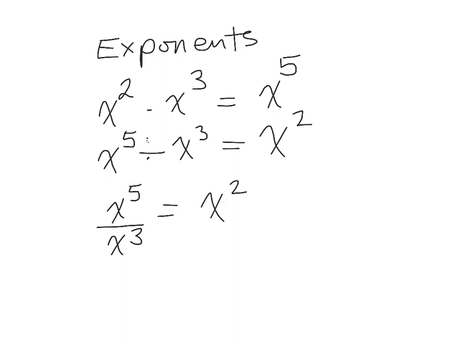Another way that exponents can interact with each other is, of course, having an exponent raised again to another power. And so here we have x squared raised to the power of 3. And in this case, we multiply those exponents together. And again, as long as the base is the same. So 2 times 3 is equal to 6.